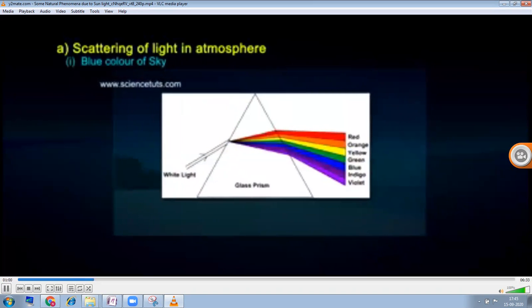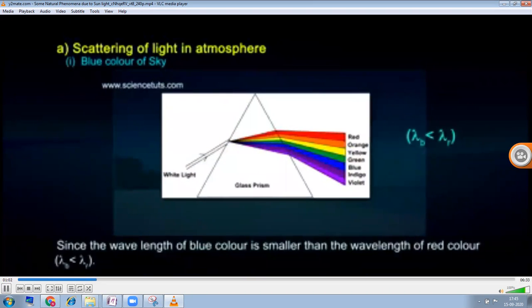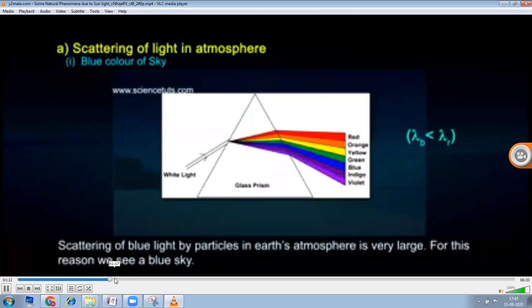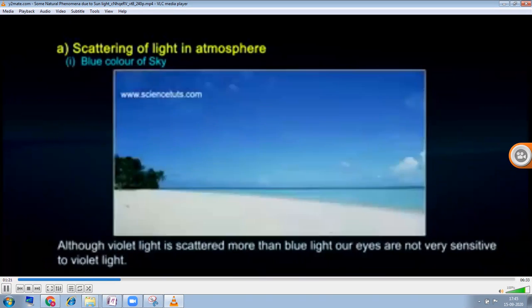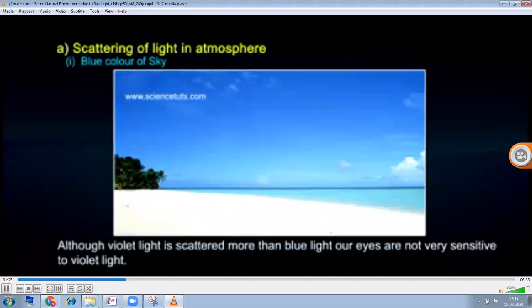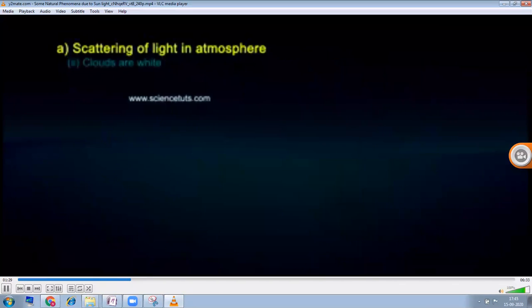1. Blue color of sky. Since the wavelength of blue color is smaller than the wavelength of red color, lambda b less than lambda r, scattering of blue light by particles in Earth's atmosphere is very large. For this reason, we see a blue sky. Violet light is scattered more than blue light, but our eyes are not very sensitive to violet light.